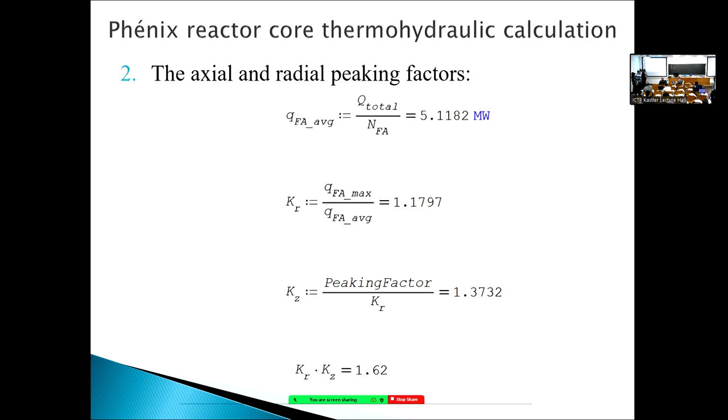Question two is regarding the axial and radial peaking factors. As we have the maximum power for the hottest fuel assembly, we can compare it to the average power of each fuel assembly, dividing the total core power by the number of fuel assemblies. From the ratio between those two, we can find the K radial, which is 1.18. And the KZ is just 1.62 divided by the KR.